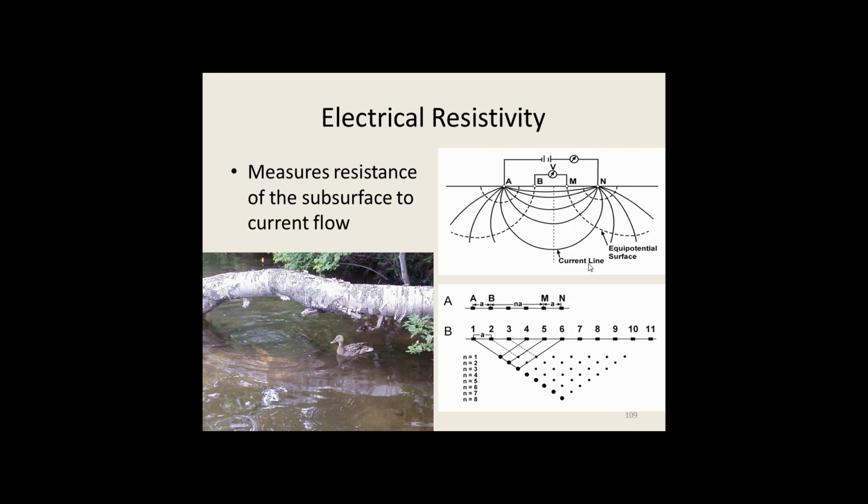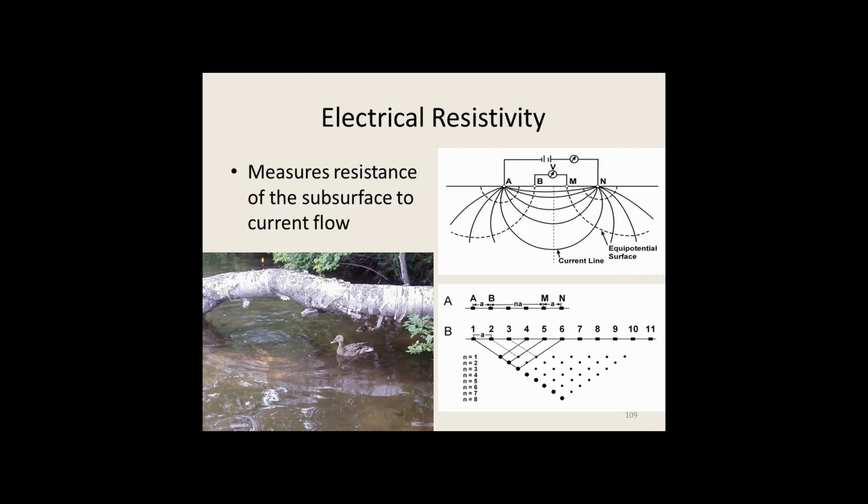Okay, great. Thank you. All right, so I just talked about Archie's law, which links groundwater and resistivity. So let me just talk a little bit about what electrical resistivity is. Basically what we do is we inject the current into the subsurface and we measure how much current comes back. And from that we can calculate how resistive the ground is below.